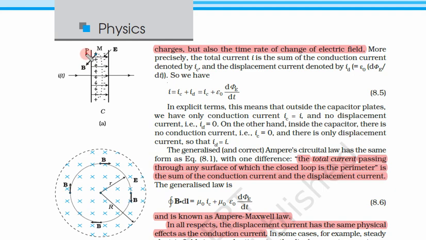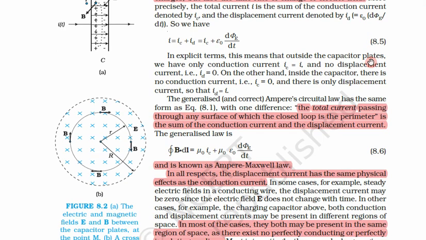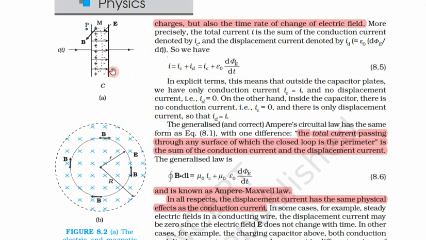So previously we were having only a magnetic field outside if we were using Ampere's circuital law, but we were not having a magnetic field inside because there was no conduction current inside. But after this Maxwell's correction, we can have a magnetic field both inside as well as outside. Previously inside there was no magnetic field because there was no current, but now after Maxwell's correction we have a magnetic field both inside and outside.